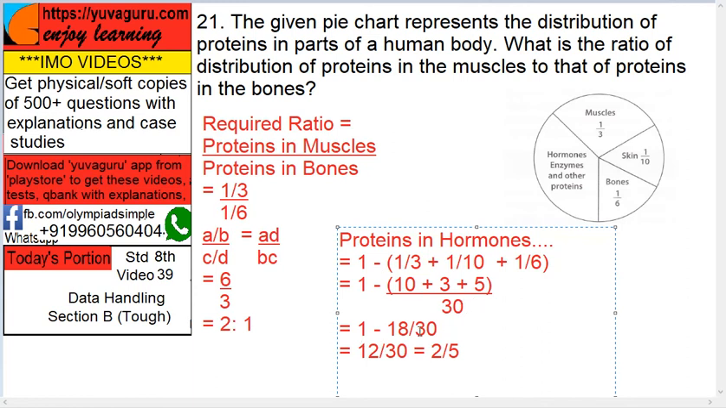LCM is 30. So 3 tens are 10, 10 threes are 3, 6 fives are 5, upon 30. Solve this: 18/30. 1 minus 18/30 is 12/30. Then 2/5. That is the proteins in hormones, enzymes, etc. Whatever it is, that is not asked in the question. It was just an additional part given to you.